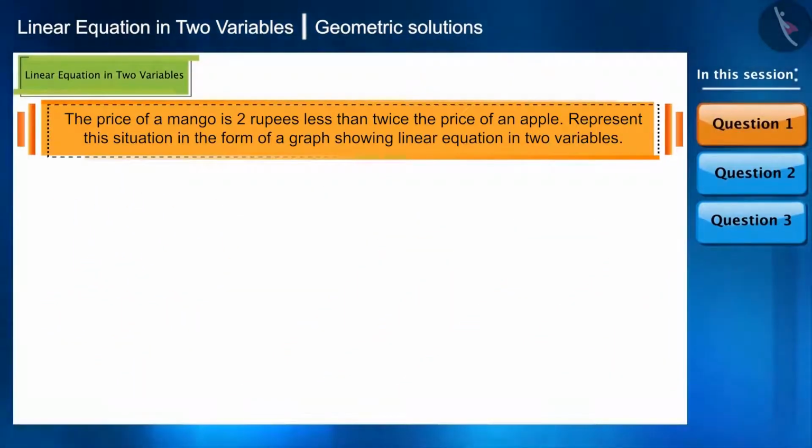The price of a mango is 2 rupees less than twice the price of an apple. Represent this situation in the form of a graph showing linear equation in two variables. Let's see how to solve such questions.